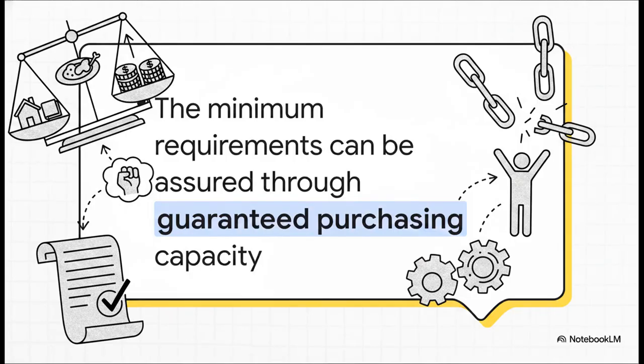Now, this is where it gets super interesting. The author makes this powerful assertion that meeting basic needs isn't just some hopeful policy goal. It should be a legally enforceable constitutional right. The framework wants to ensure this through guaranteed purchasing capacity. That means citizens would actually have the legal power to demand these minimum requirements if the system fails them. It completely flips the dynamic between the economy and the individual.